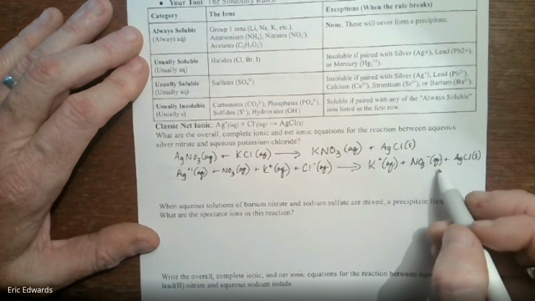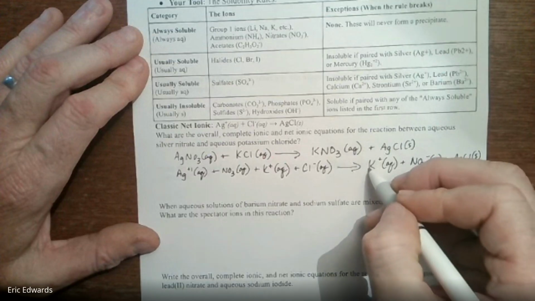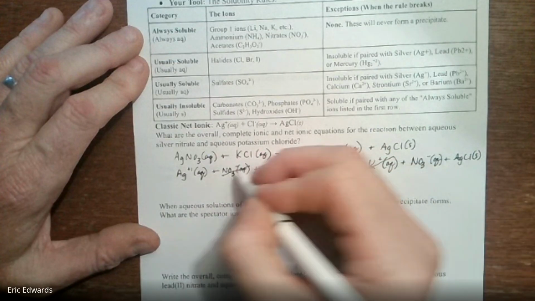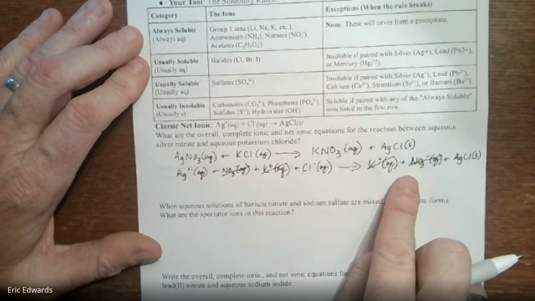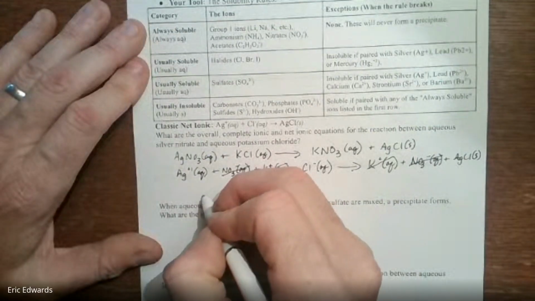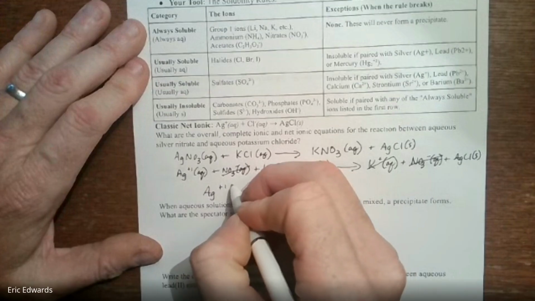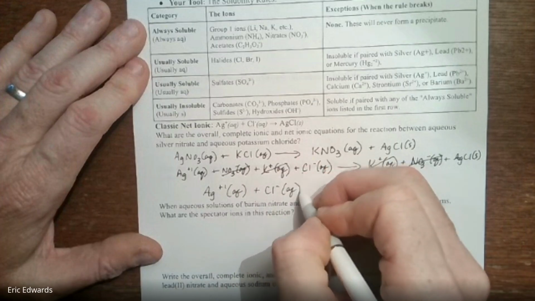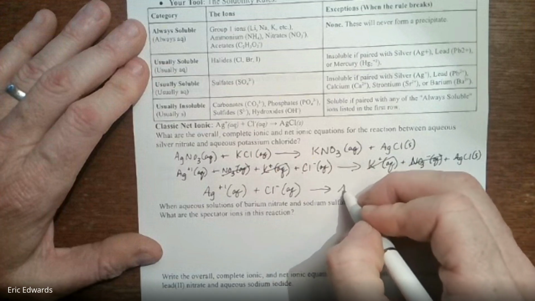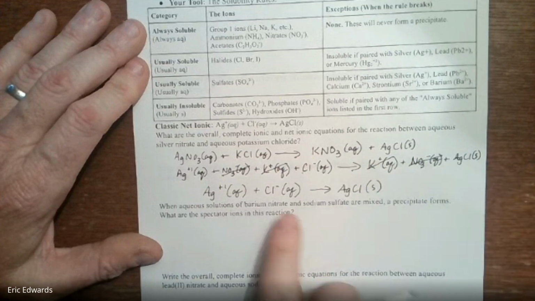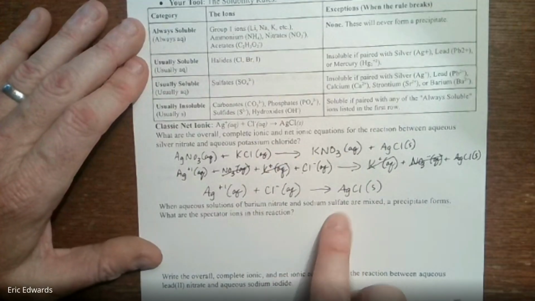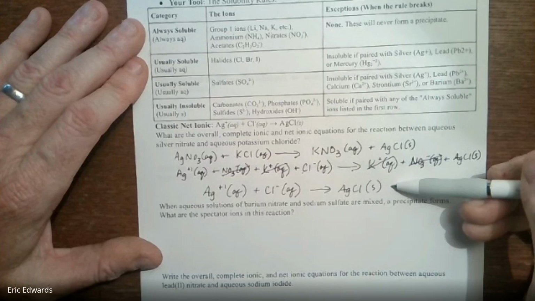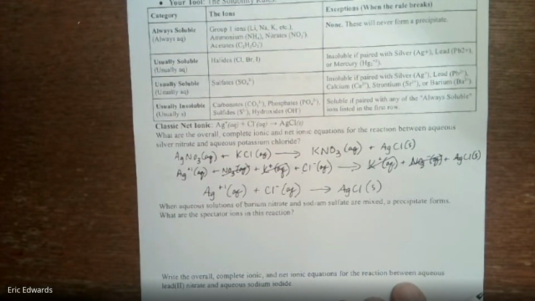Notice here, on this side, I have K plus and NO3 minus. So these are what are called spectator ions. They are just sitting there, and they're going to continue to be aqueous. So in order to write my net ionic equation, I'm going to write Ag plus 1 aqueous plus Cl minus aqueous, and I'm going to get AgCl solid. And this would be the net ionic equation right here, okay? So we've got the overall equation, the complete ionic equation, and the net ionic equation right here, all right? So that's the first one.